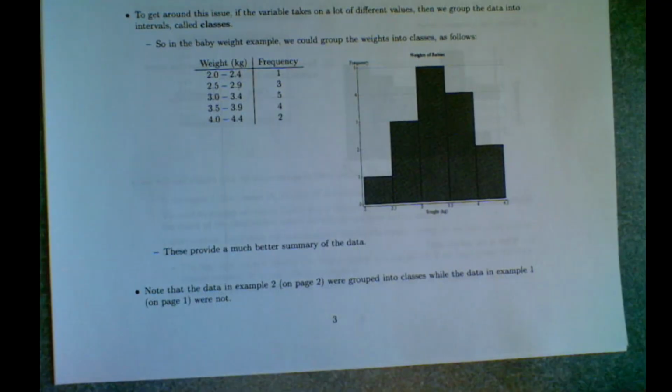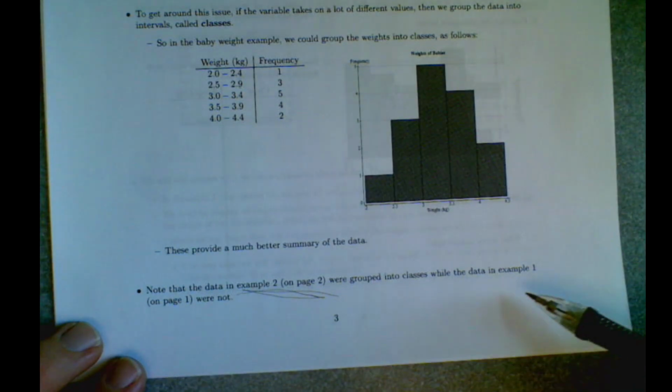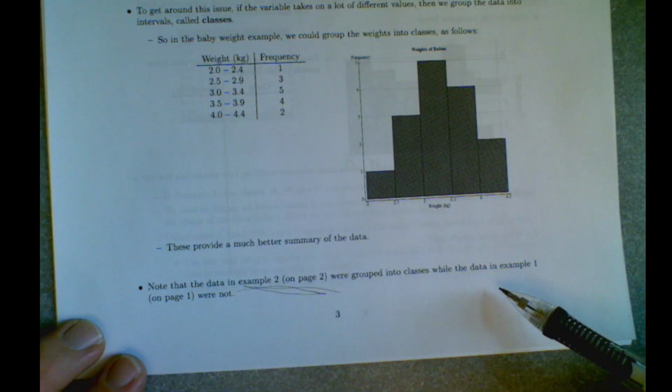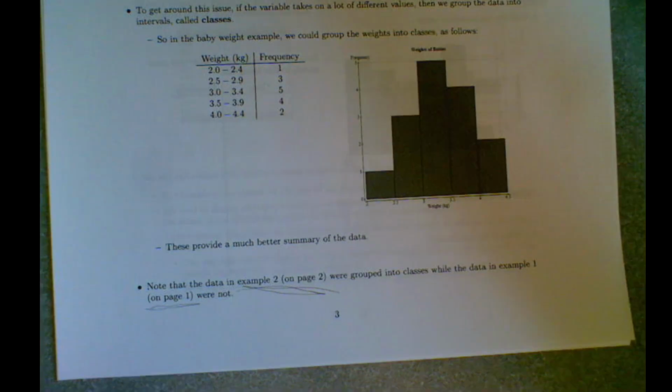Okay, so as we've already mentioned, the data from example 2 about the length of the fish were grouped into classes, while the data in example 1 on page 1, the number of hurricanes, were not grouped into classes because there weren't that many different unique values for the number of hurricanes. So we could easily leave things not grouped into classes and still get a good looking graph and useful information out of that graph.